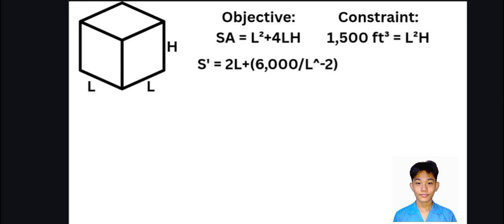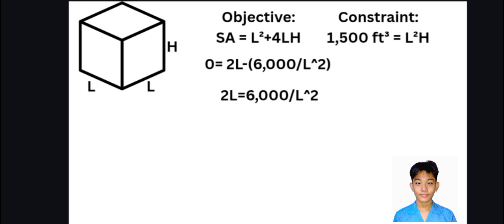And to solve for L, we should get the derivative or the prime of surface area. That's why we have the prime of surface area is equal to 2L plus 6,000 over L squared raised to negative 2. To further simplify this formula, let us distribute the negative sign within the parentheses. And now we have 2L minus 6,000 over L squared. Let us equate it to 0 so we can transpose the 6,000 over L squared and solve for L.